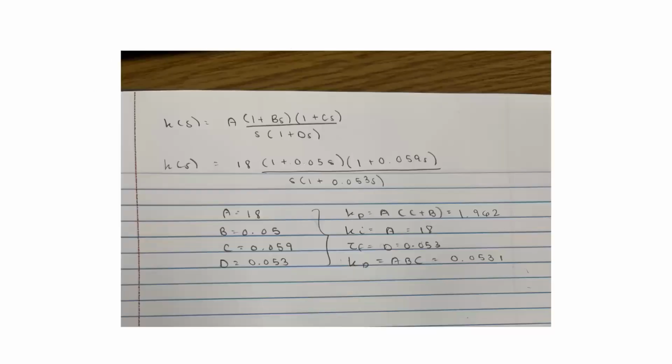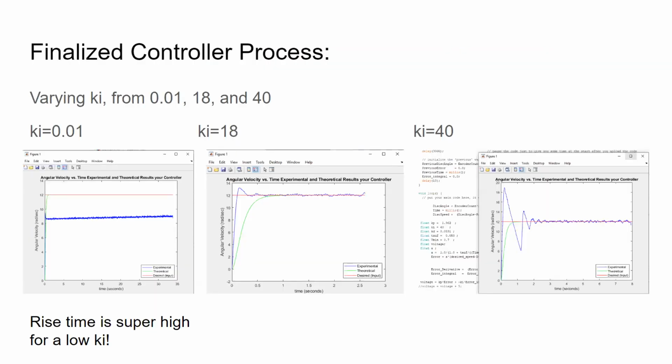These are the calculations from those original values, converting that polynomial essentially to the KP, KI, tau F, and KD values, which are our gain values. And we're going to vary each of these values to see the patterns in our step response. So here we varied the KI from 0.01, 18, and 40.